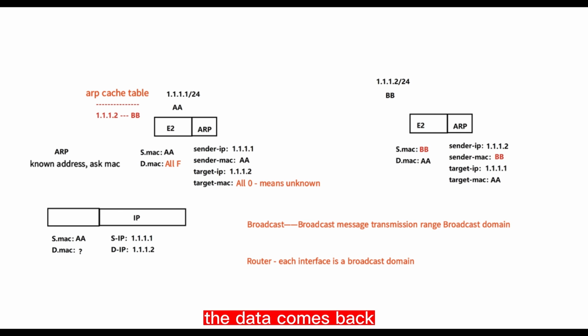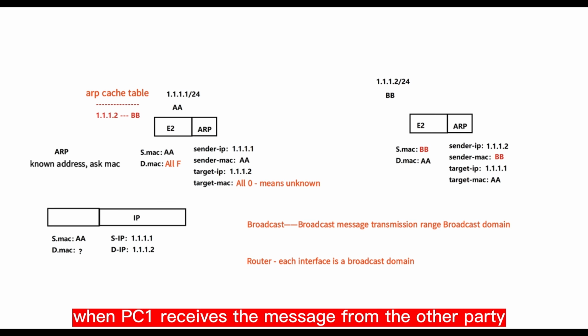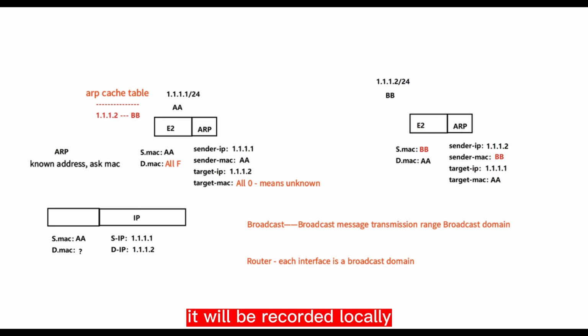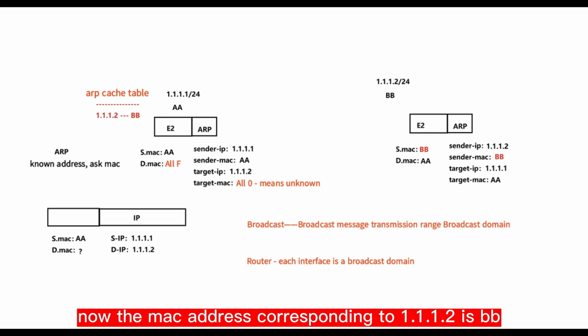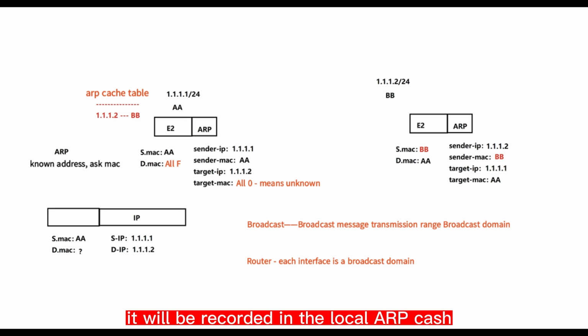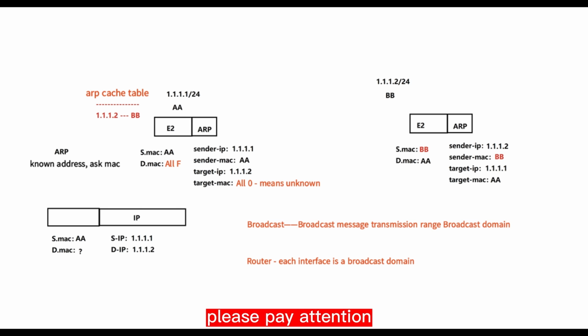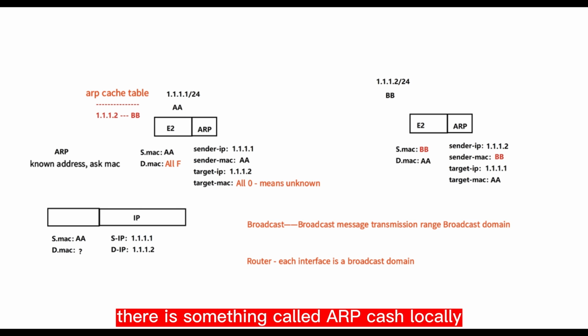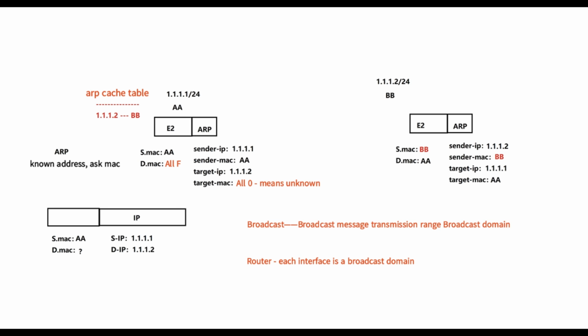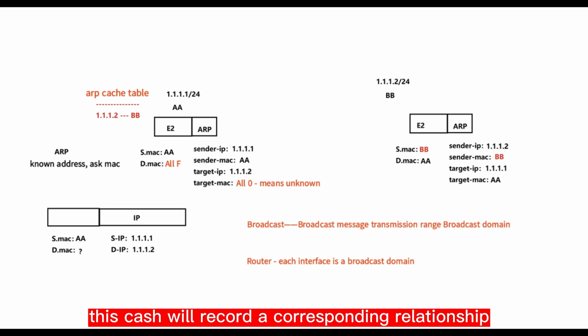The data comes back. When PC1 receives the message from the other party, it will record locally that the MAC address corresponding to 1.1.1.2 is BB. It will be recorded in the local ARP cache. Please pay attention: there is something called the ARP cache locally. This cache will record a corresponding relationship.